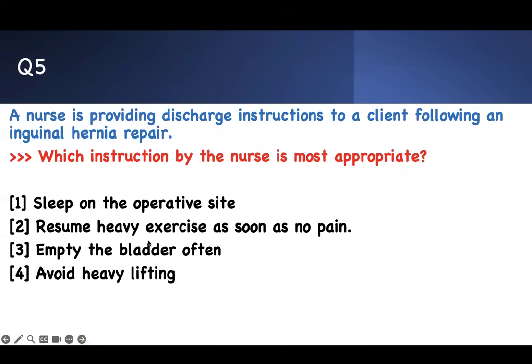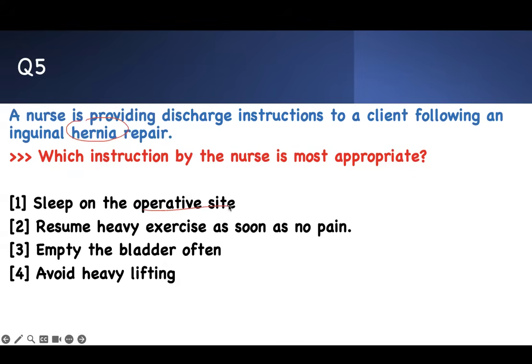Which instruction by the nurse is most appropriate? The nurse is providing teaching instruction to a client following inguinal hernia repair. You may not have heard about it before, but this is a repair. It's a hernia repair. Hernia repair, you need to do something after the surgery. The reason why you develop hernia is sometimes too much intra-abdominal pressure. Therefore, every answer choice to prevent recurrence is based on preventing intra-abdominal pressure. Which of this is going to prevent intra-abdominal pressure?